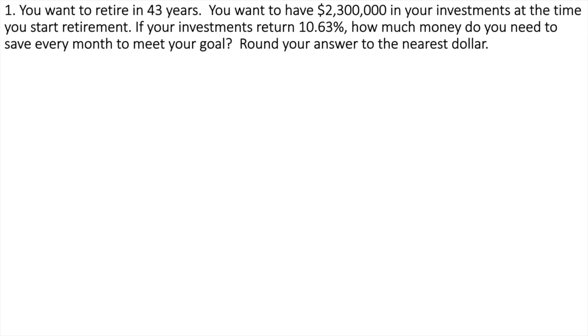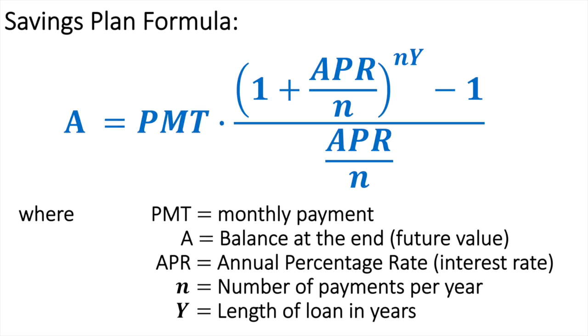And of course, we need to base it on some realistic returns. 10.63%, that's about the average of what the stock market is doing, so that's a good return. At least something to base it on. So what we're asked to do here is to find out how much we have to save every month. Well, let's bring in what our savings plan formula is. And this one gives us many different parts. It gives us a big formula that we've got to follow.